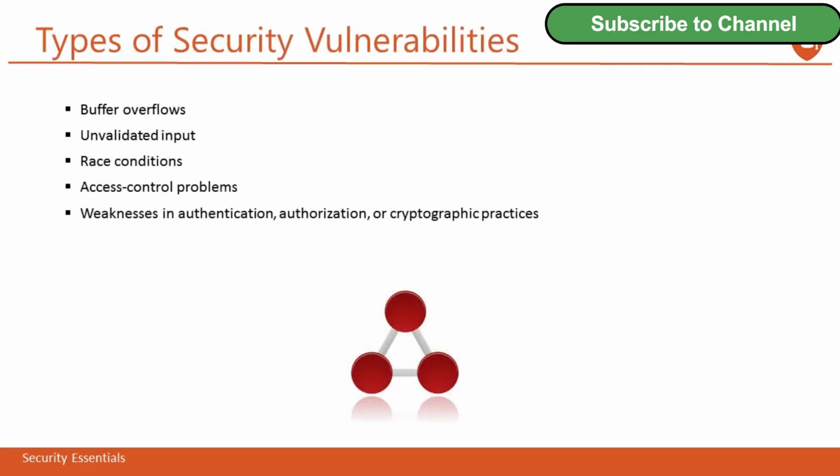And finally, here are some types of security vulnerabilities. These are just a few examples of the ways that attackers can penetrate your system. We have buffer overflows, invalidated input, race conditions, access control problems, weaknesses in authentication, authorization, or cryptographic practices. So these are just a few examples, but there are many other types of security vulnerabilities. And as a security professional, it's your job to reduce these vulnerabilities as much as you can so that attackers cannot break into your system, or at the very least, make it extremely difficult to break into your system.